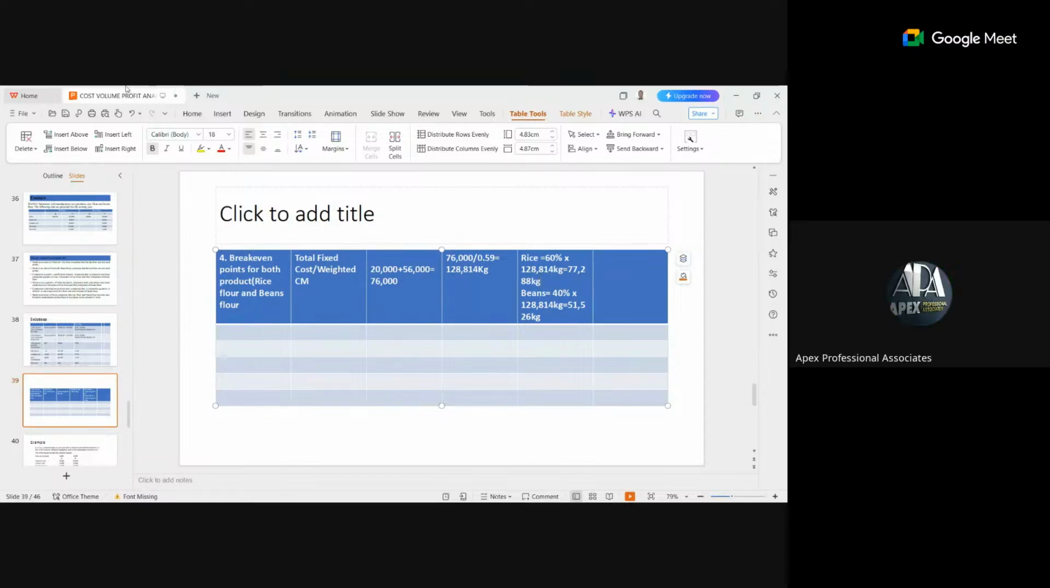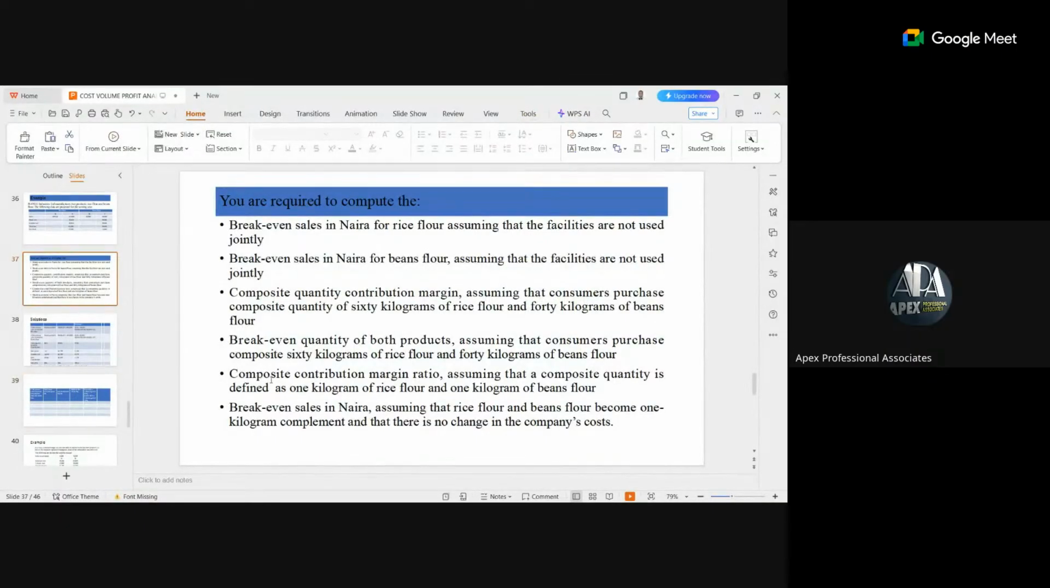So now, that is the break-even point for both products in terms of kg. Let's see what next we have to do. Now, we should calculate the composite contribution margin ratio. Now, how do we determine the contribution margin ratio?